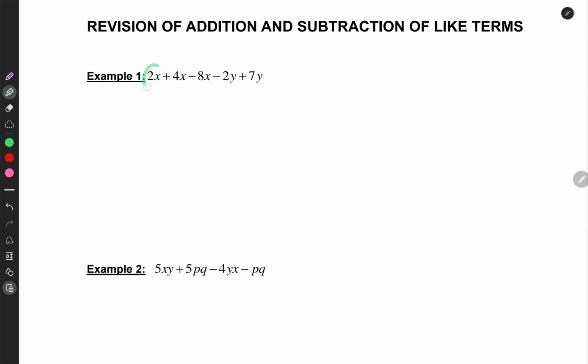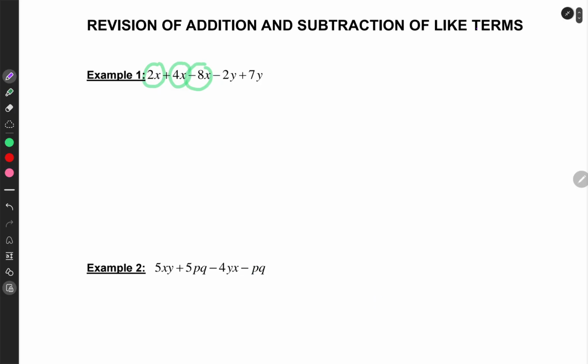Example 1, I can clearly see that 2x has to go with 4x and it also has to go with negative 8x, right? So you take the coefficients. The coefficient there, it's 2, my bad. And then the next coefficient was plus 4. The next coefficient was negative 8. So I'm going to get an answer for that. So we're going to get 6 minus 8, which is negative 2, right?